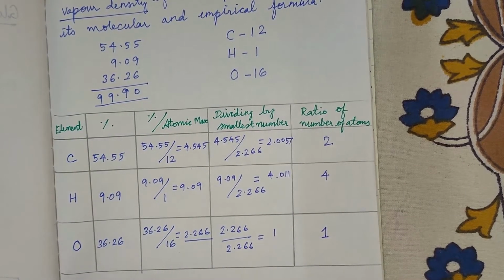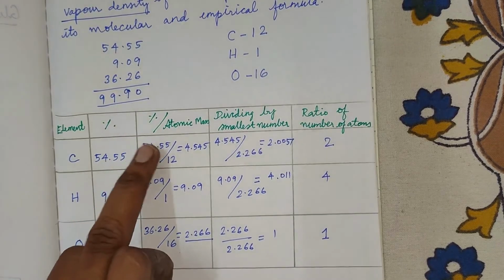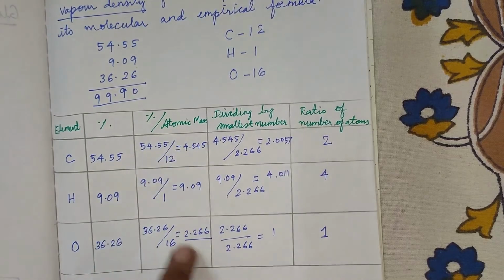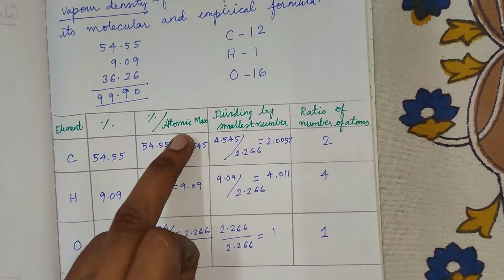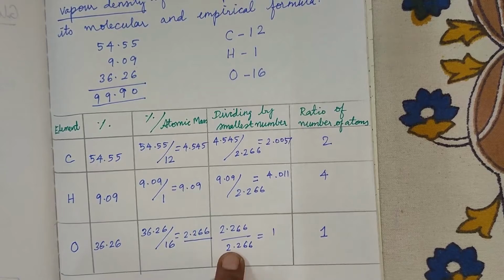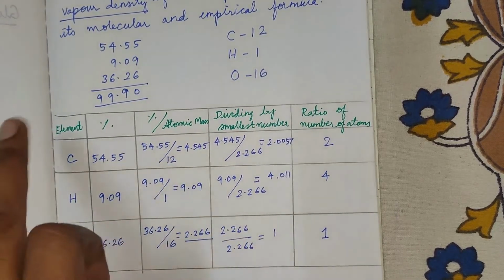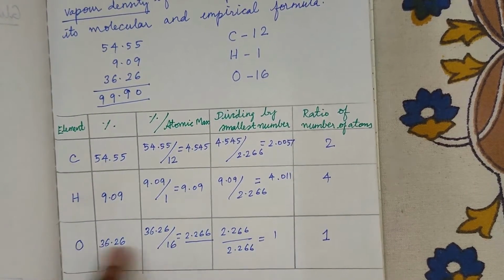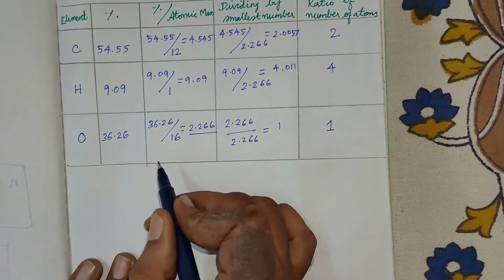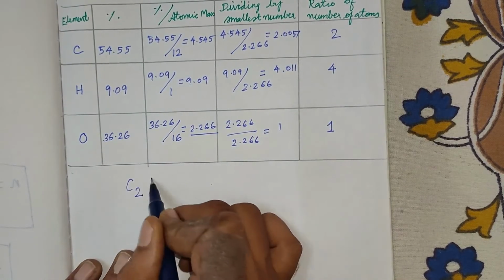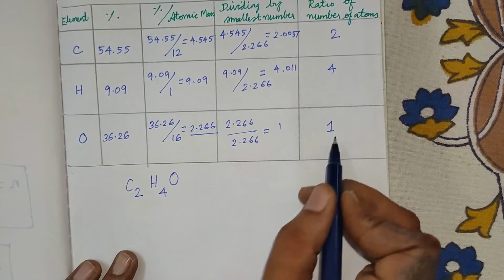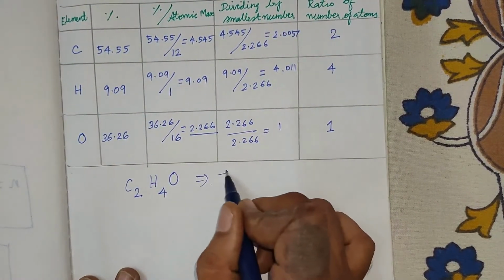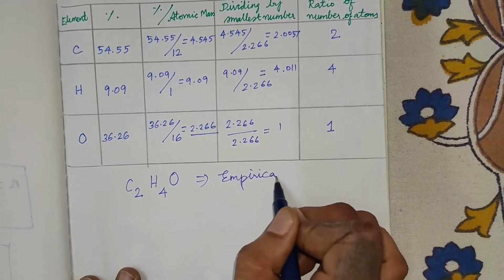I repeat it again. The percentage is given in the problem. First I divide the percentage by the corresponding atomic mass, and find out the smallest number. Then I divide all these values by the smallest number. That corresponds to the ratio of the number of atoms. Here carbon is going to be 2, hydrogen 4, and oxygen 1. So the empirical formula is going to be C2H4O.